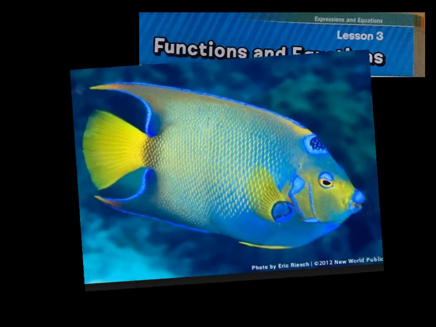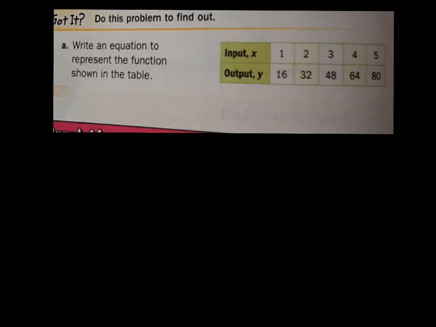Welcome to Lesson 3, Functions and Equations. Your code word for today is fish. You can follow along with me on page 596. We're going to do letter A. We need to write an equation to represent the function shown in the table.